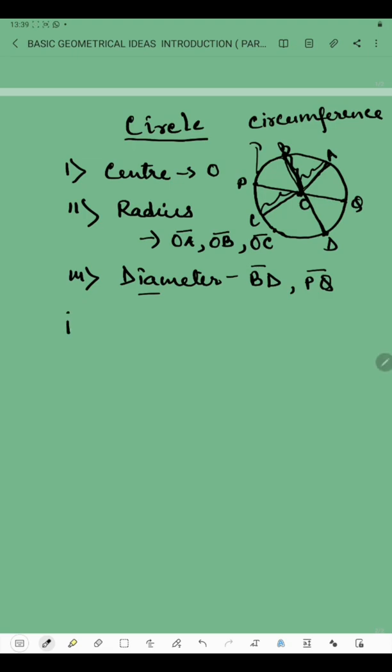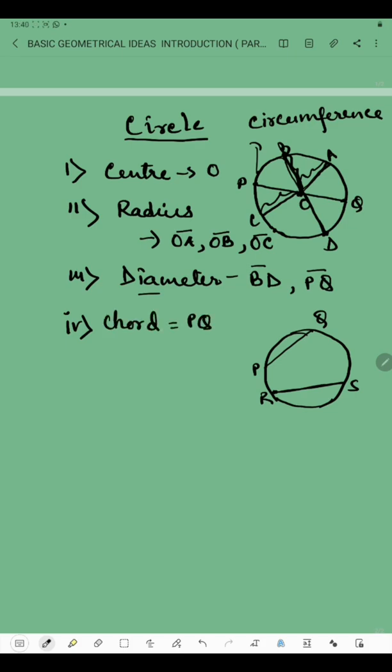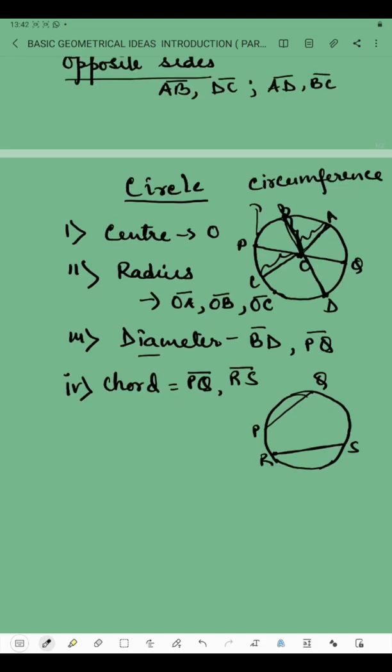Now next we have chord. Now what is a chord of a circle? A chord is a line segment joining two points on any curve. Okay, so this is a chord, or this is a chord. If I name them as, say, PQ and RS, then the chords will be PQ and RS.